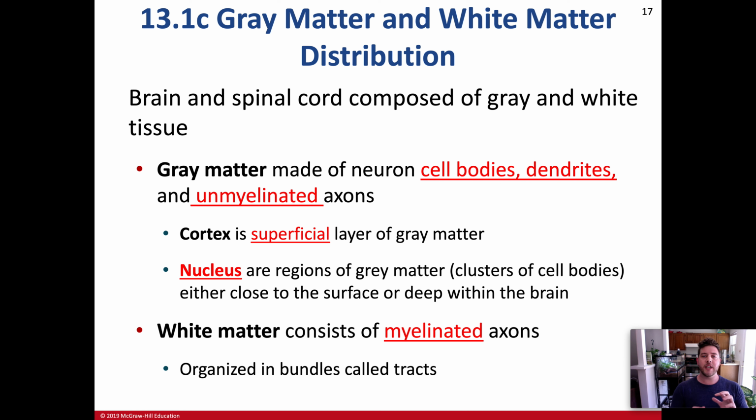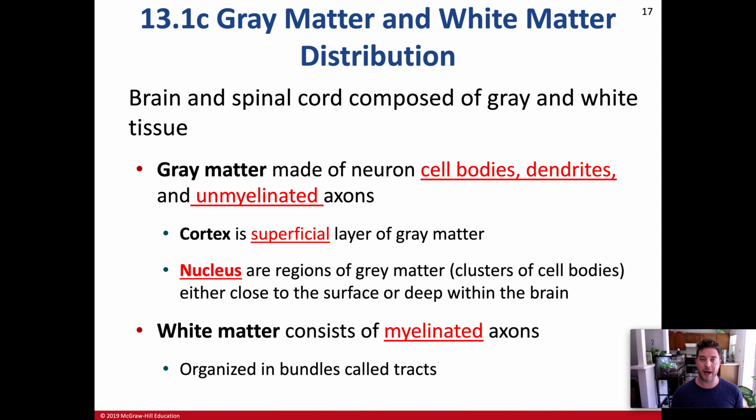Okay, so now getting into gray and white matter distribution. We kind of got through all the development of the brain. Now let's start to look at some more of the structural features of the brain. So the brain and the spinal cord are composed of both gray and white matter. Gray matter is made up of the neuron cell bodies, the dendrites, and the unmyelinated axons. White matter is going to be your myelinated axons.